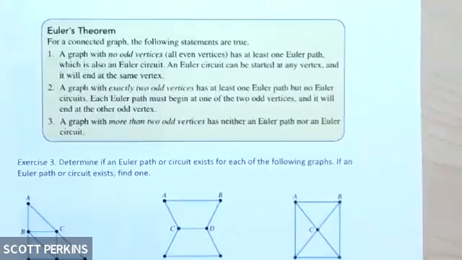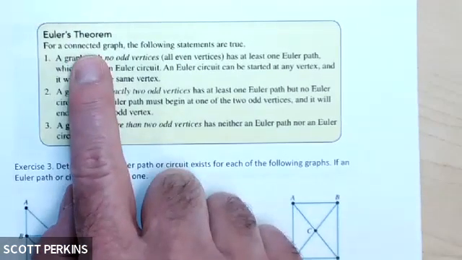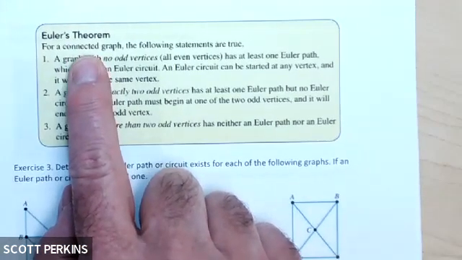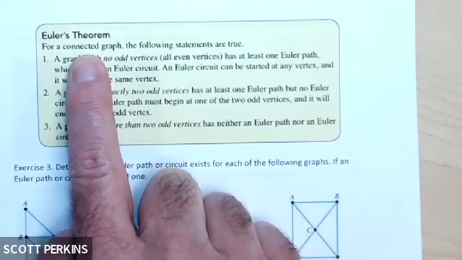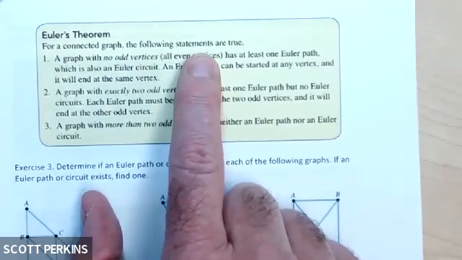This is the theorem Euler devised. This is how he determined whether or not he could solve the Königsberg bridge problem, which we're going to see in a minute. So here's what Euler's theorem says: if you have a connected graph, remember we talked last time, a connected graph means that from any vertex, I can find a path to get to any other vertex, okay? For a connected graph, these statements are true.